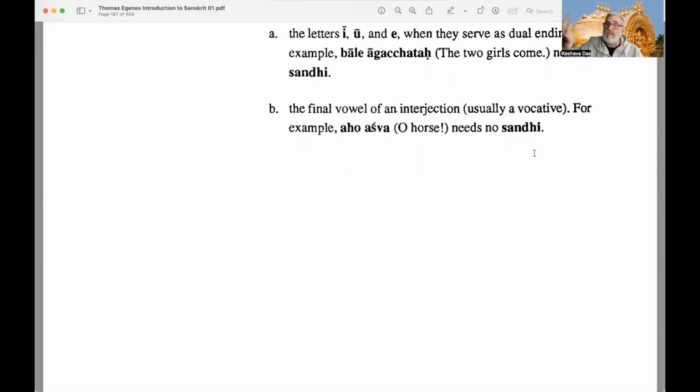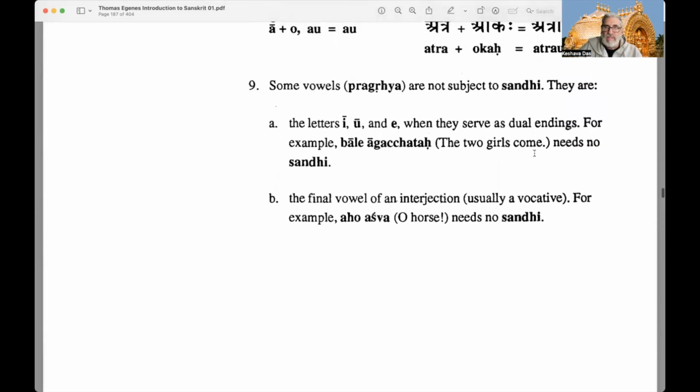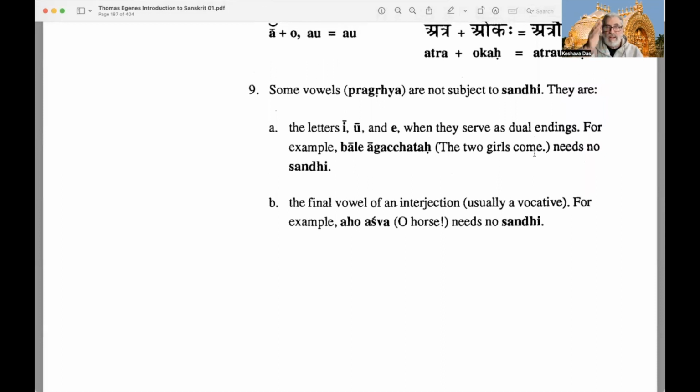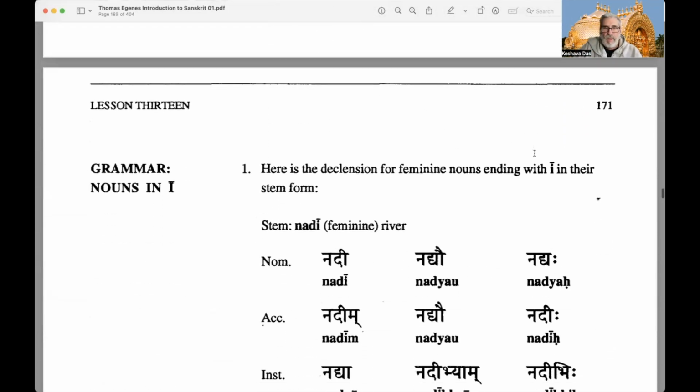For example, aho ashva, when somebody's addressing his horse and saying, oh horse, or hey horse, hello horse, it needs no sandhi. So aho or bho or hey, like that in Sanskrit, these are all ways of saying oh. Then the next word, if it begins with a vowel, there's no vowel sandhi with this o. So no sandhi. So what are the two exceptions? The two exceptions are when we get dual case endings and when we get interjections in the vocative, like aho, bho, or hey.